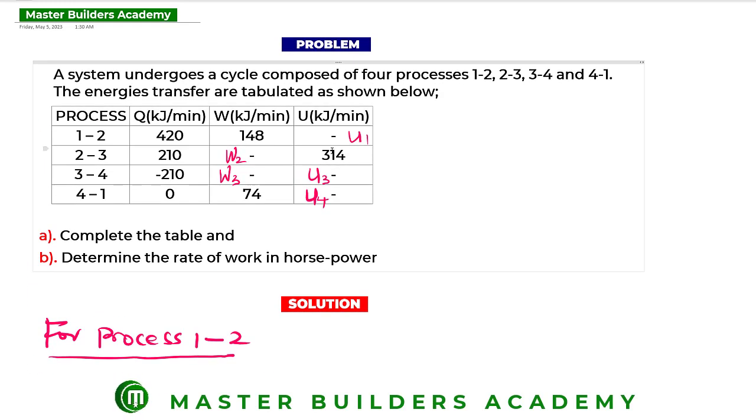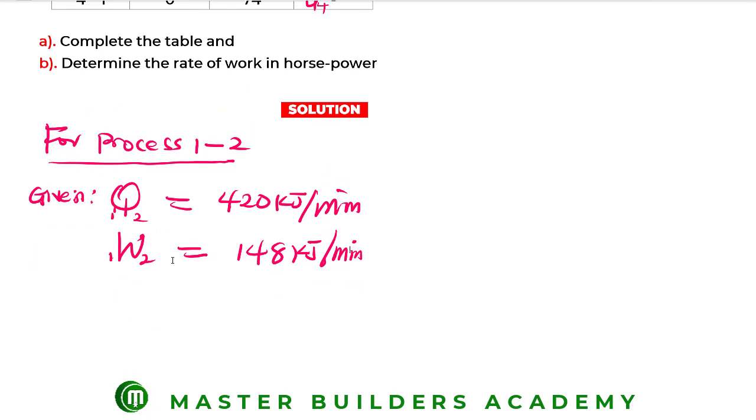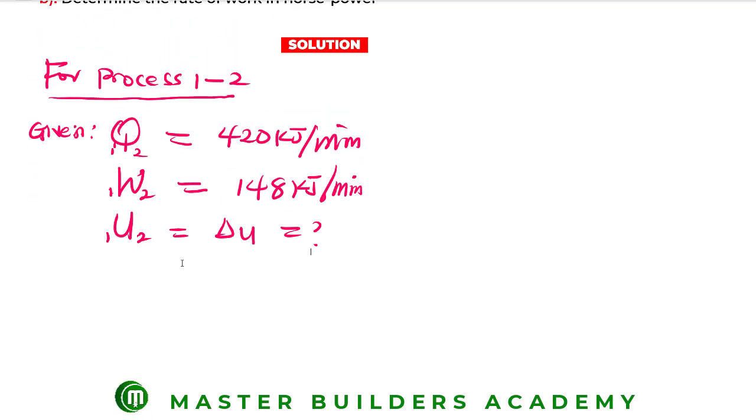Now, what is missing here is internal energy. So the internal energy between 1 to 2, which is the same thing as our change in internal energy, is unknown. So all we need to do from here is to write the equation of the first law of thermodynamics based on these three parameters that we have here.